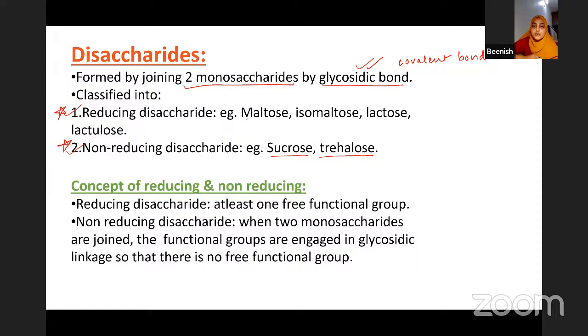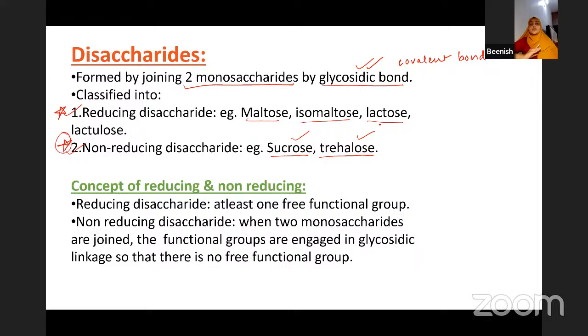These reducing and non-reducing disaccharides are very important for your practicals, for your table vivas. You very frequently get asked about the difference between them, or what are reducing and non-reducing disaccharides. Examples of reducing disaccharides are maltose, isomaltose, lactose, and lactulose. Non-reducing disaccharides are sucrose and trehalose.